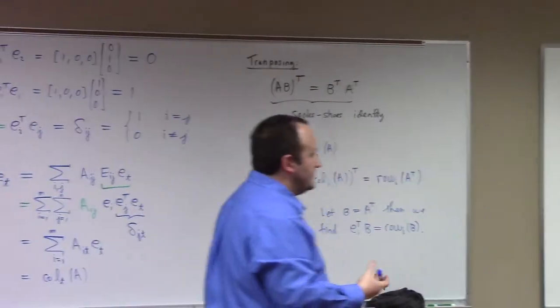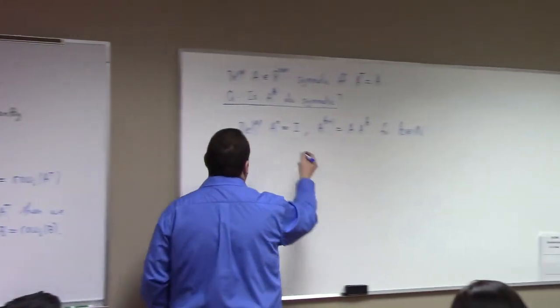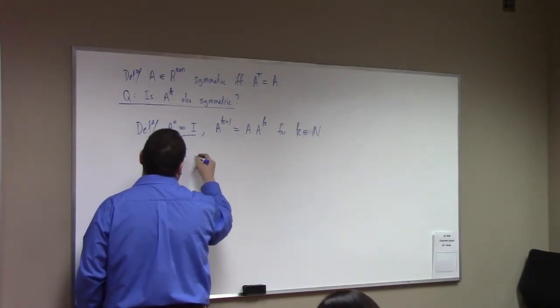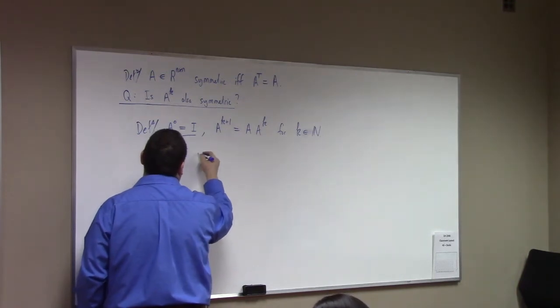Now what's I? Sorry, I got the cart before the horse. So this is a matrix. This is the identity matrix.